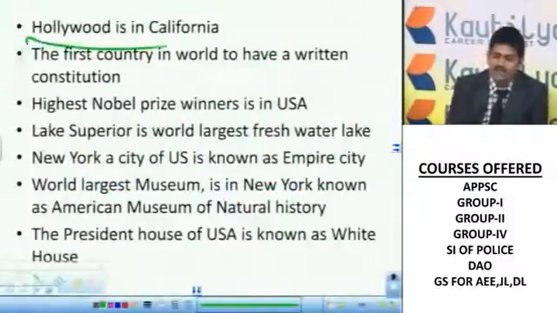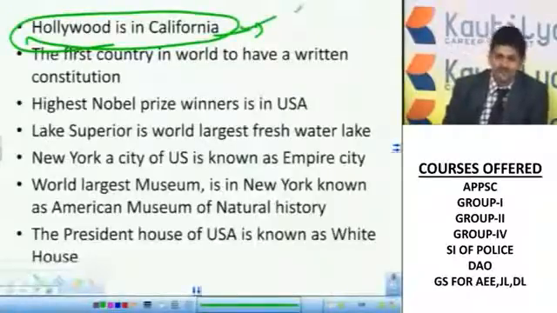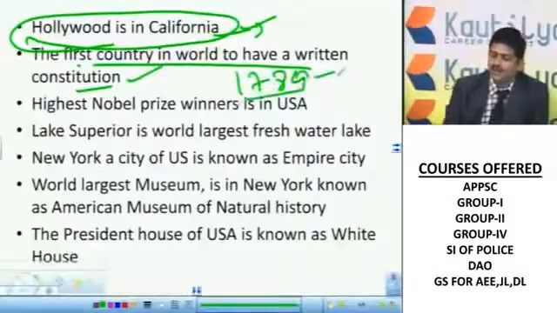Hollywood is in California. It's a very popular film studio. We call that Hollywood studio. It exists in California in the USA. Next, the first country in the world to have a written constitution. In 1789, America got a written constitution.